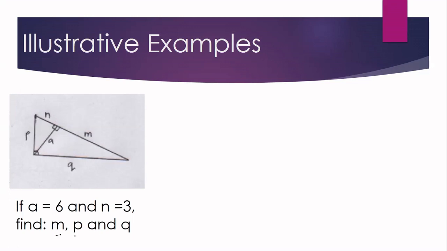Number 1 is M, number 2 is P, and number 3 is Q. Let us start with number 1. Ang hinahanap din natin is M. You look at here. Ang given ay A, which is 6. So, lagay natin 6. And then N is equal to 3. Ang hinahanap natin na una is M.